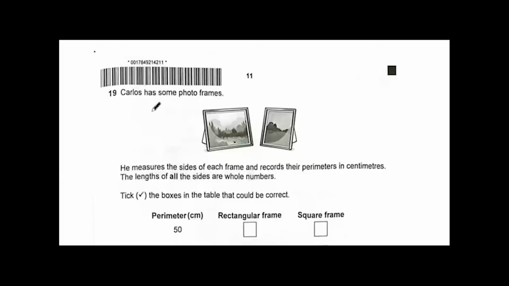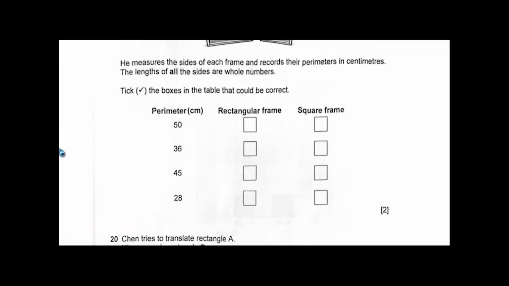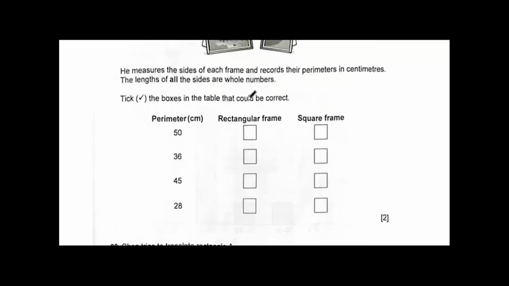Okay, so Carlos has some photo frames. Okay, this and this. Okay, then he measures the sides of each frame and records their perimeters in centimeters. The length of all the sides are whole numbers. Tick the boxes in the table that could be correct. Okay, so let's scroll down. This is the table. Okay, so for this one here now, we have rectangular frame. This is a rectangle and this is a square. Okay, and we are told that we are given the perimeters here.